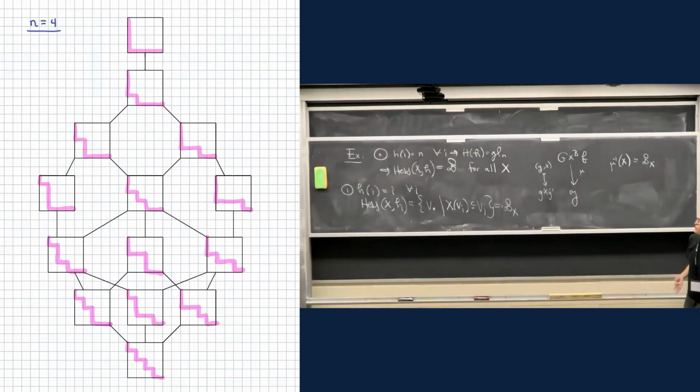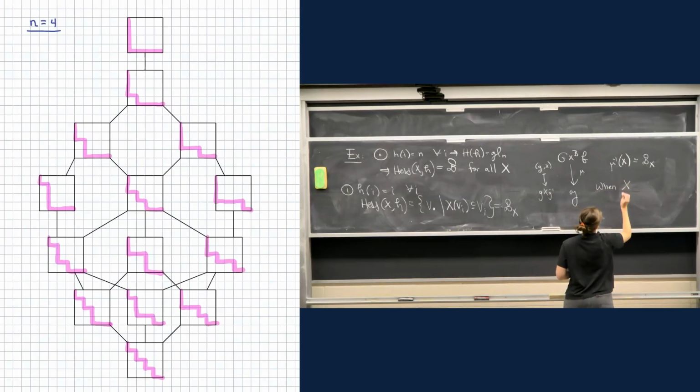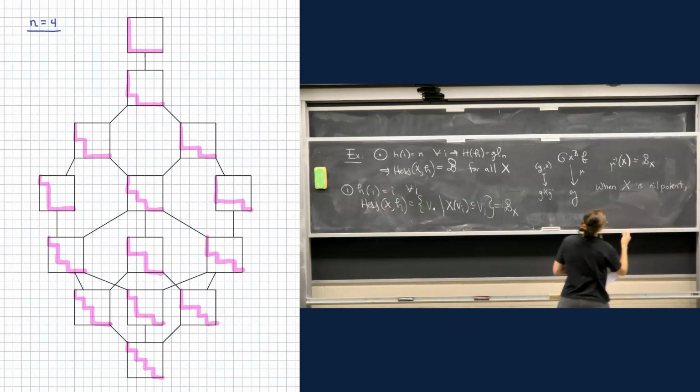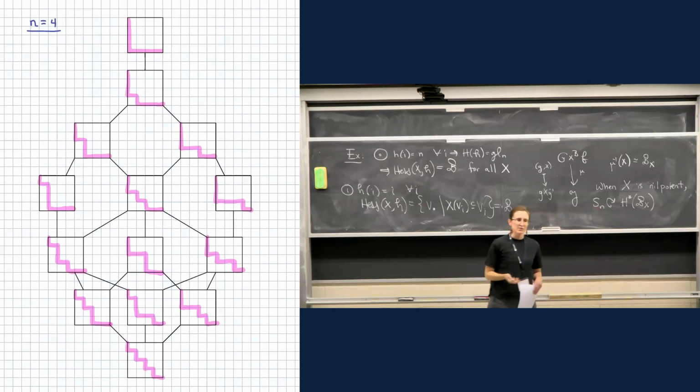And why might you have seen Springer fibers, even if you have not seen Hessenberg varieties? So a sort of famous situation that arises is that when X is nilpotent, there is in fact an action of the symmetric group on the cohomology of the Springer fiber, given by what's called the Springer representation.